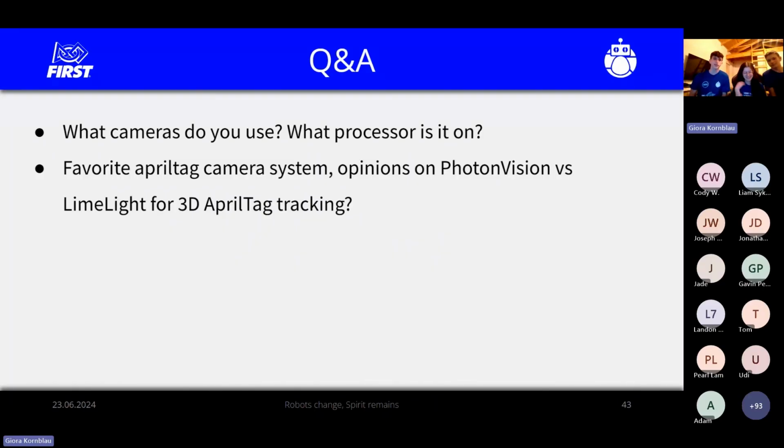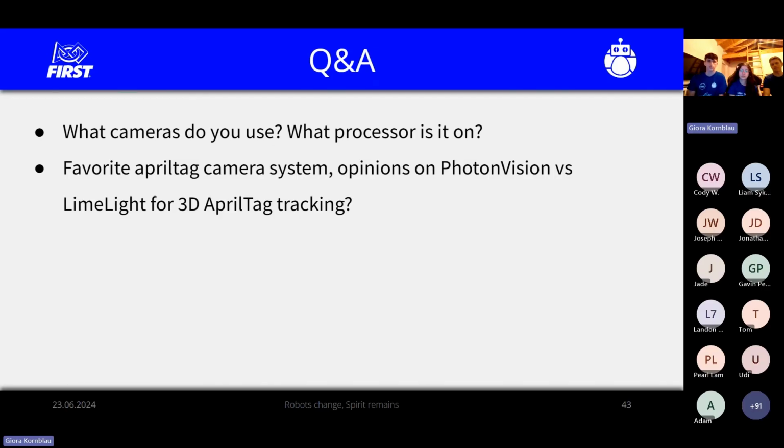So firstly, what cameras do you use? What processors is it on? We kind of already answered that, but yeah, we're using one Limelight for the tag detecting, and another camera on the bottom with PhotonVision on an Orange Pi 5, also for tag detecting, and another camera also in PhotonVision for game piece detection, and also on the Orange Pi 5. Well, we only have one Orange Pi 5 and one Limelight on the robot.